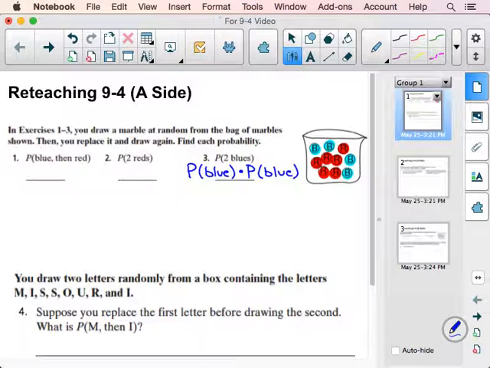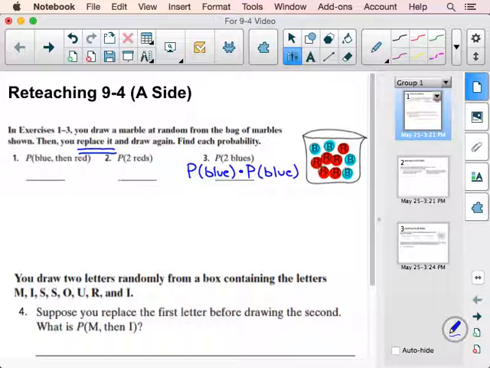So let's look at our directions to see how they want this situation set up. It says you draw a marble at random from the bag of marbles shown, then you replace it and draw again, find each probability. So this part here, replacing it, is going to be key. So that means we reset the situation after we do the first pick. So let's take a look here.